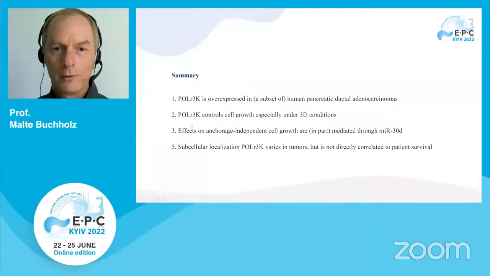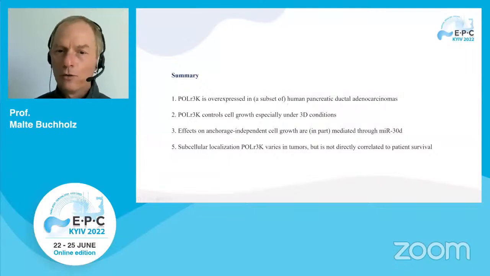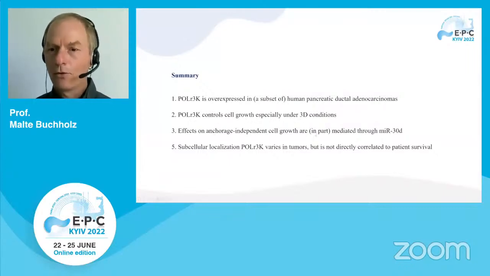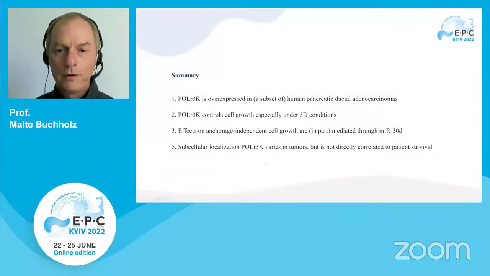What I hope I was able to convince you is that POLR3K is overexpressed in at least a subset of human pancreatic cancer. It controls cell growth, especially under 3D conditions. It affects anchorage-independent growth, in part at least through miR-30d, and the subcellular localization varies, but is not directly correlated to patient survival. With this, I thank you for your attention, and I'm happy to take any questions.